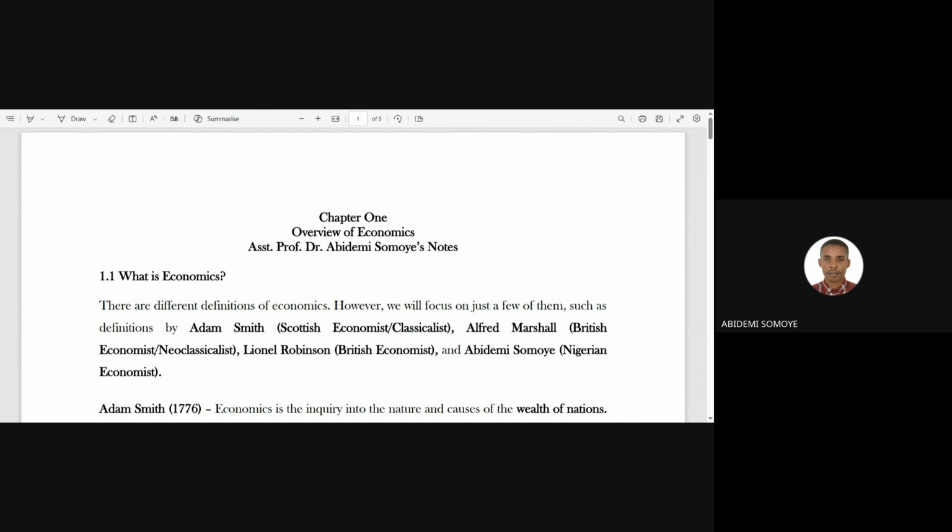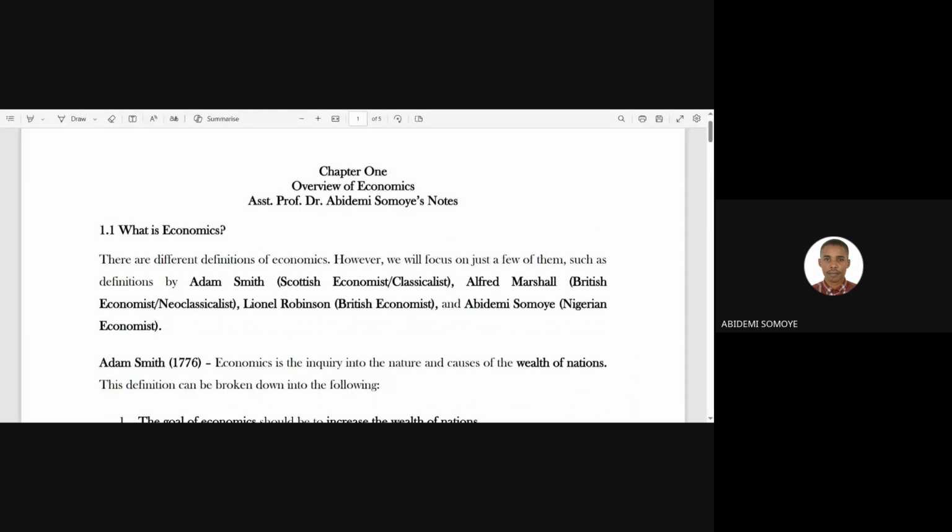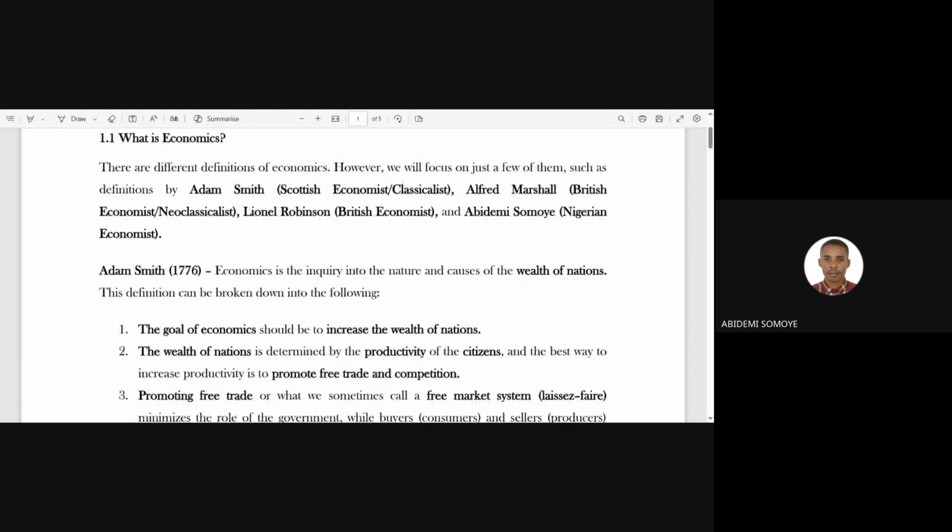Of course, there are different scholars when it comes to trying to define economics. By now, you should know that of Adam Smith, you should know that of Alfred Marshall, and you should know Lionel Robbins. And myself, I also made a definition of what economics is. The first definition is that of Adam Smith, which says economics is the inquiry into the nature and causes of wealth of nations.